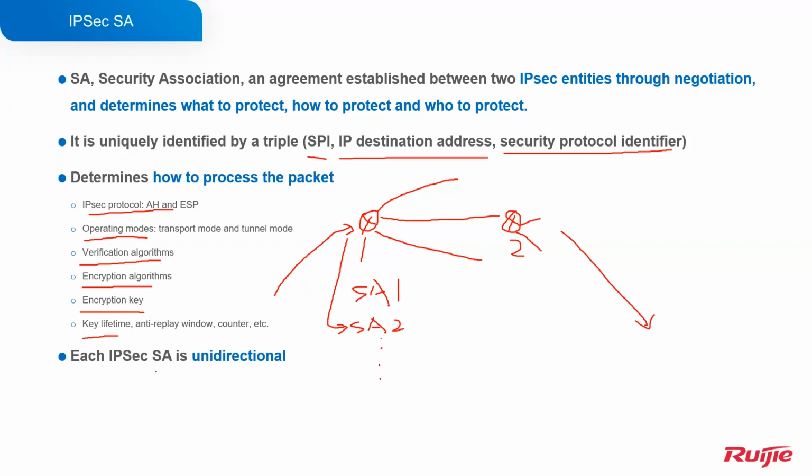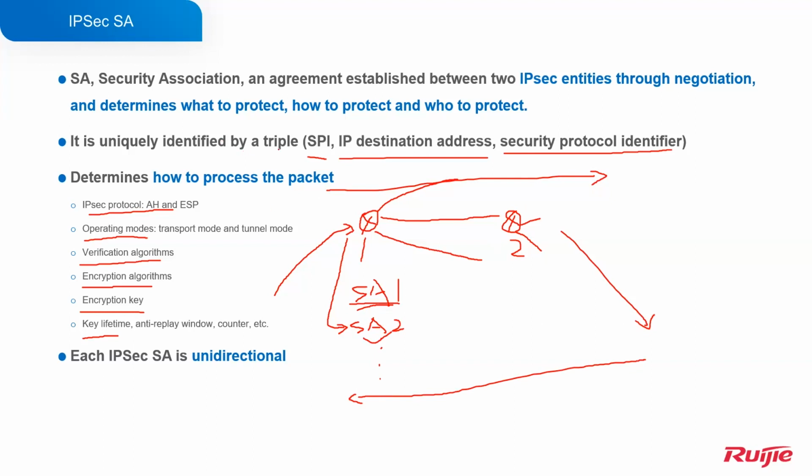And the next part is that each IPSec SA is unidirectional. So maybe this SA1 only protects the message from left to right, but for right to left, the SA is another one. For example, we will use SA1 to protect the message from left to right. But when we receive a message from right to left, I will use SA2 to do the operation.